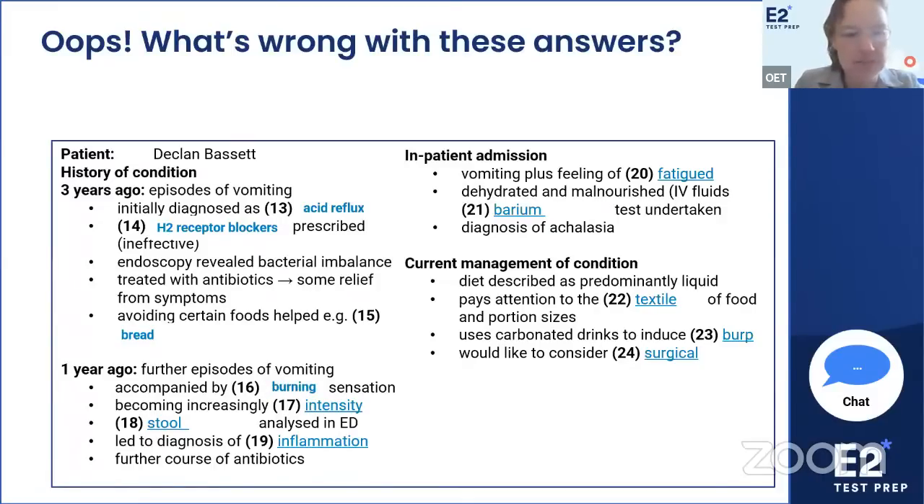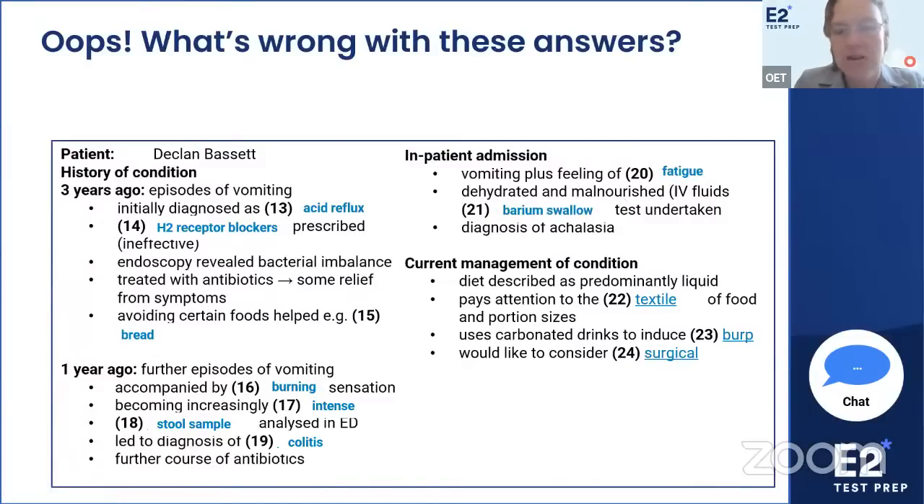That's the correct phrasing. And 17, the word form is not intensity, but intense. We want the adjective there. 18 should be stool sample, just part of the stool. 19, it's colitis. A lot of people have said that in the chat here at E2. Inflammation, the incorrect answer is a symptom, but the disease is colitis. 20 is the wrong word form. 20 should not be fatigue, but as Ahmed is saying and Oluwakame is saying, fatigue.